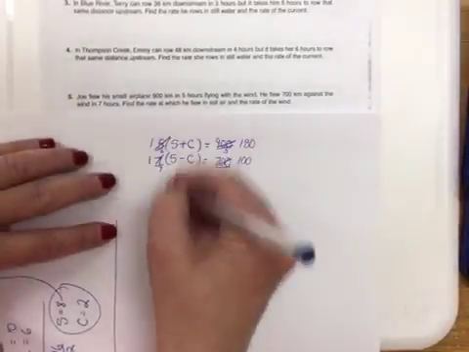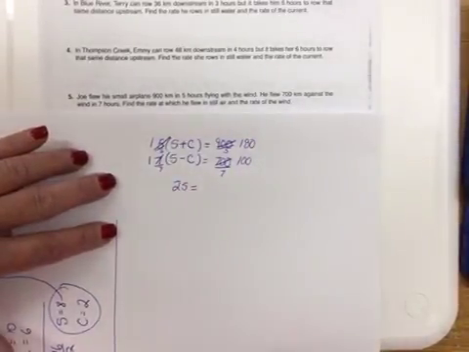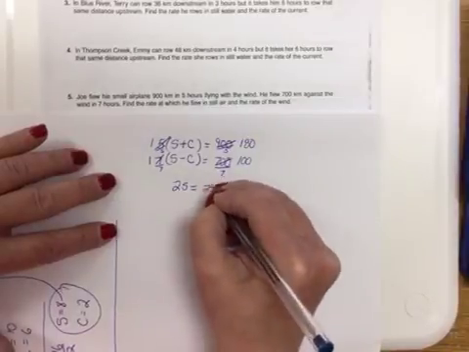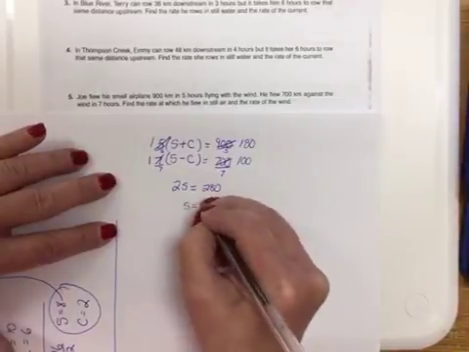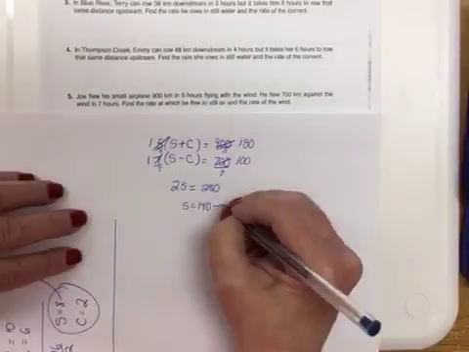Once again, add straight down. You're always getting 2S because the C's cancel out. You're getting 280. S equals 140. Remember, this is an airplane. You are not rowing down a river at 140 kilometers per hour. That can't happen. Then I plug it back in.